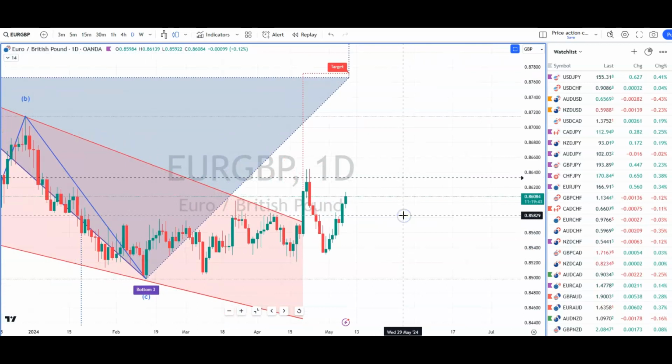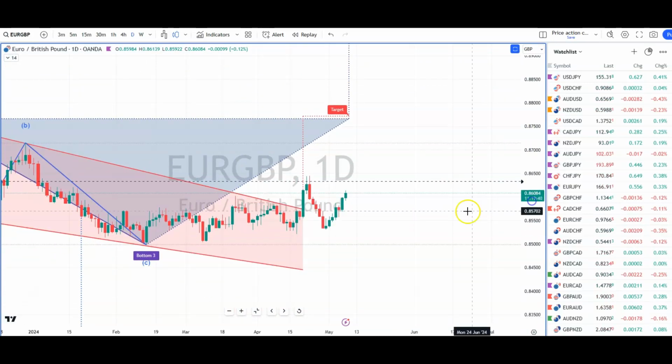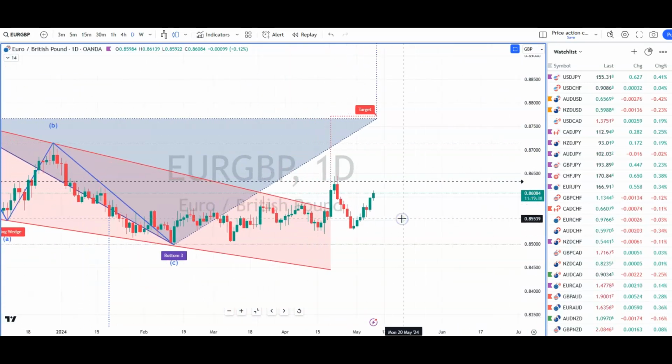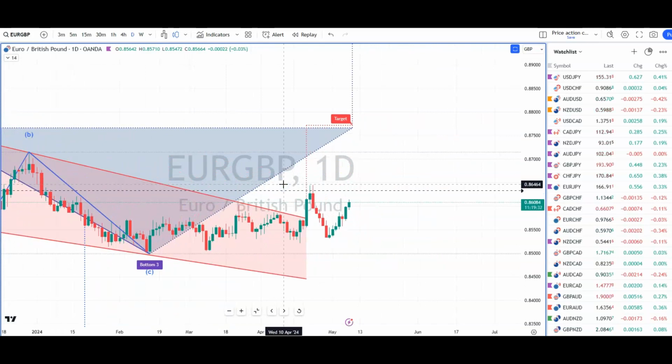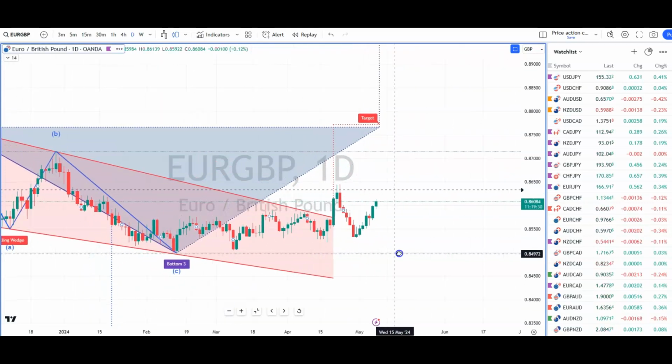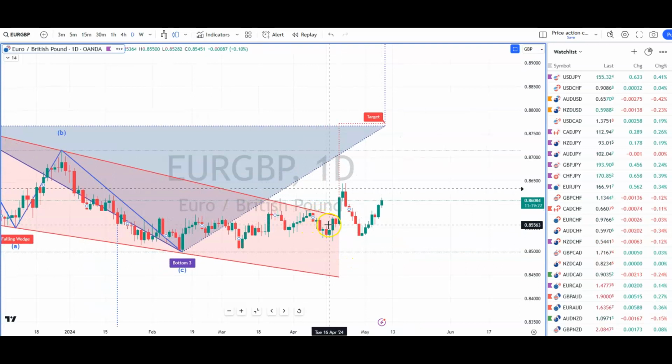Euro pound is not one I like to trade very often actually. It doesn't do much, to be fair. However, it's broken this falling wedge to form a new possible mover higher. It doesn't really tell us much at all. However, I think this is probably going to go to 87.72.